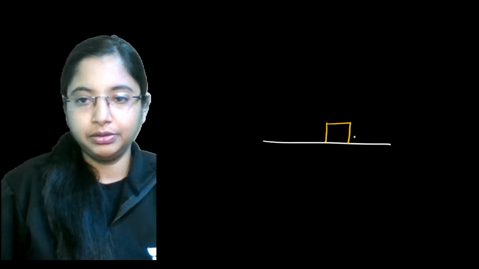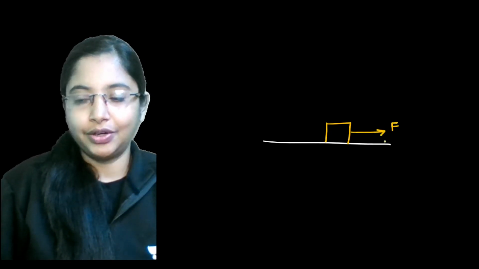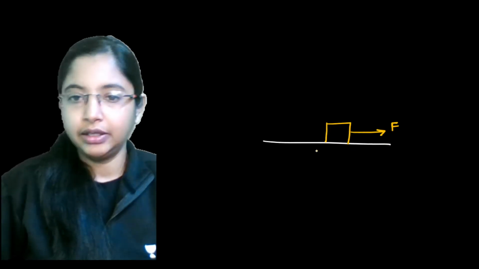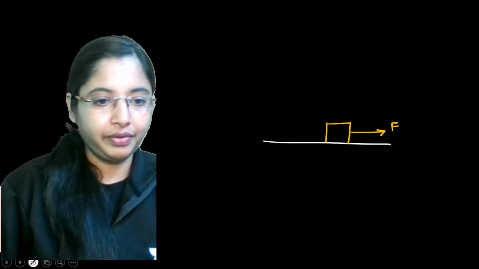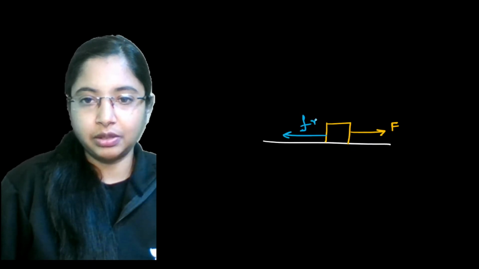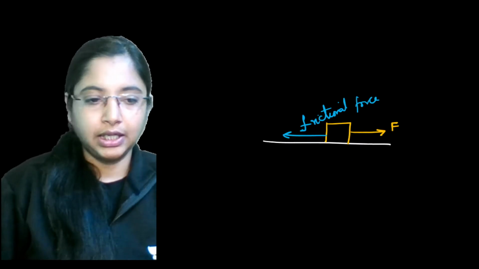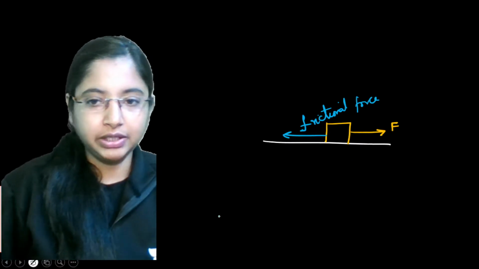Let's say you have a table, and you have a block on the table, and you're applying a force. This will be the direction of motion, or the force in this direction. Your force of friction will always act in the opposite direction. This will be your frictional force.